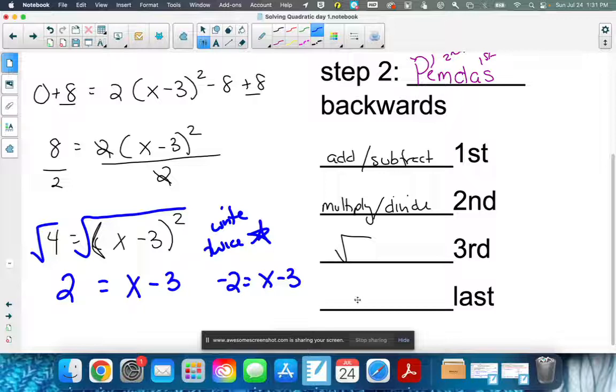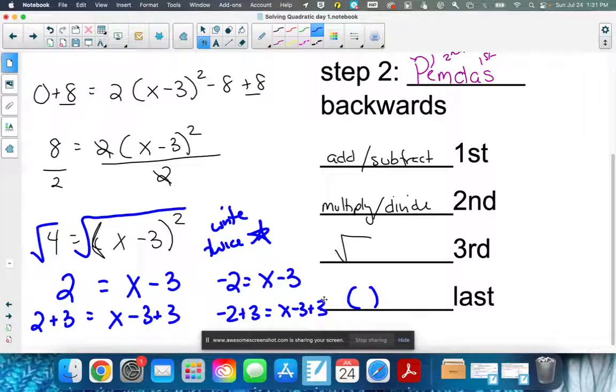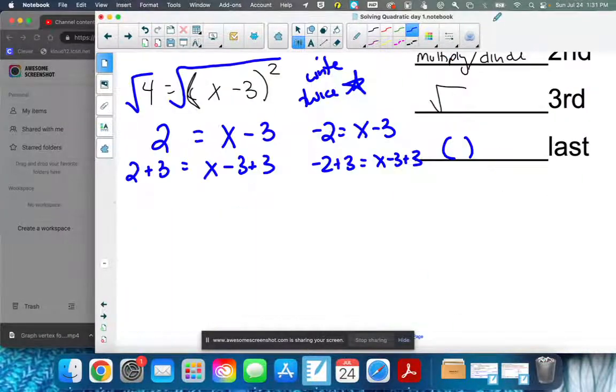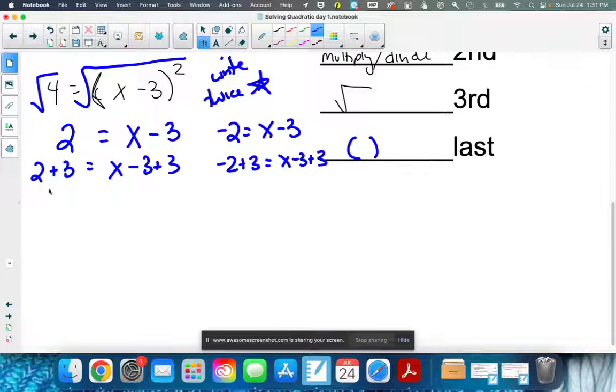Then we're going to take care of the parentheses last, because basically what we have is x minus 3. So now I'm just going to add 3 to both sides of my equation to get x by itself. This is going to work on both sides. I'm going to have to add 3. Now I have my step, and I've shown my work, so I'm going to simplify it. I'm going to get x is equal to 5. And over here, I'm going to get x is equal to 1. And those are going to be my x-intercepts.